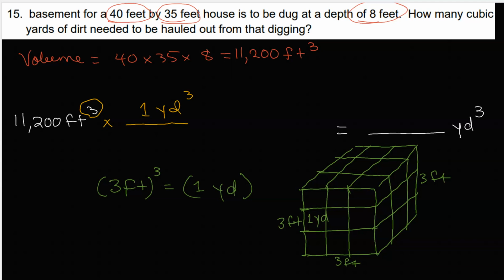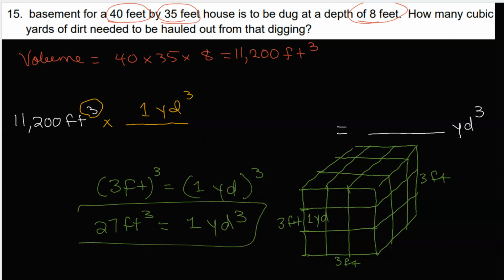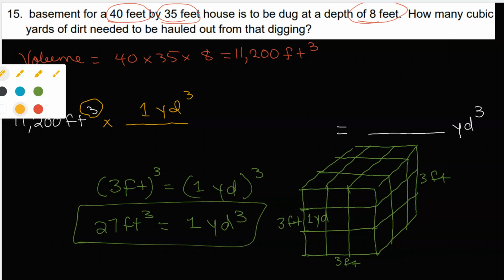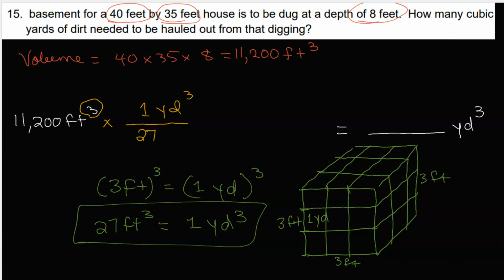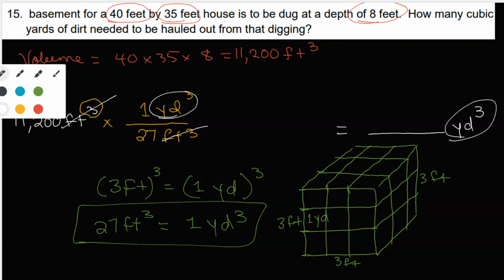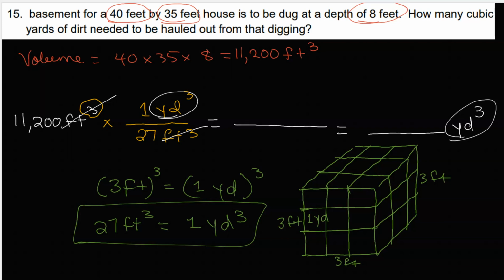We would say, we're going to go ahead and cube both sides, right? So 3 cubed is 27 cubic foot. And 1 cubed is still 1 cubic yard, and that's what we're going to use up here. So 1 cubic yard is 27 cubic foot, and that is how we are able to cancel out cubic foot to give you cubic yard, which is what you wanted. And as far as the math goes, it's not too hard. Let the unit guide your math process, right?